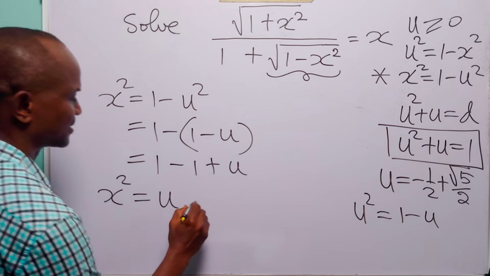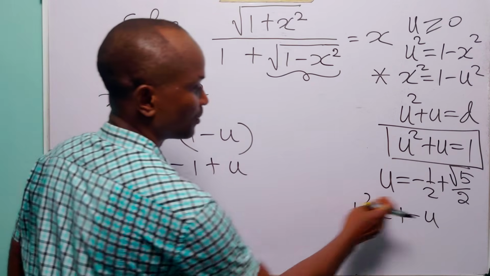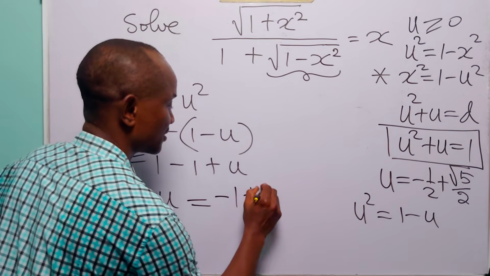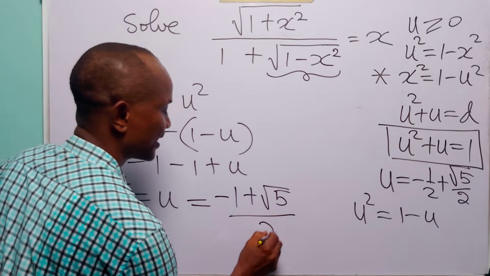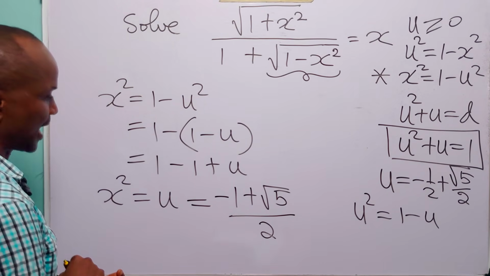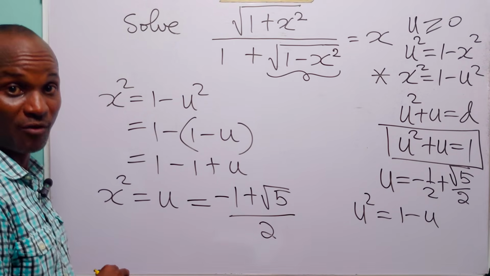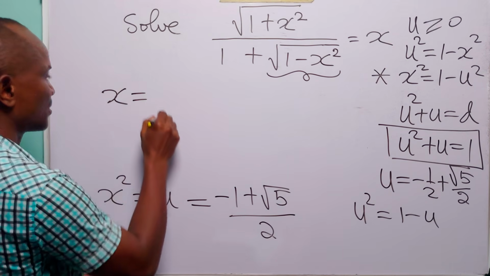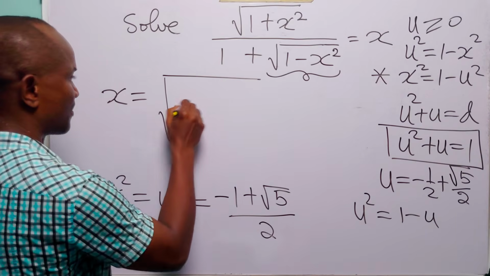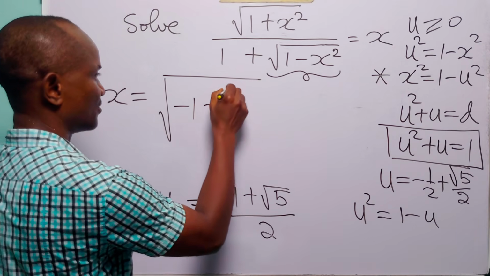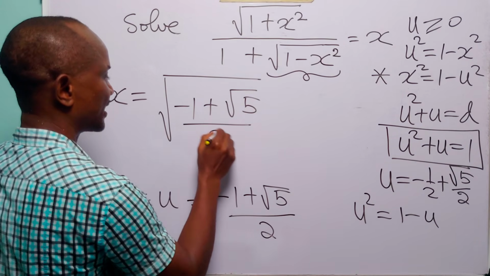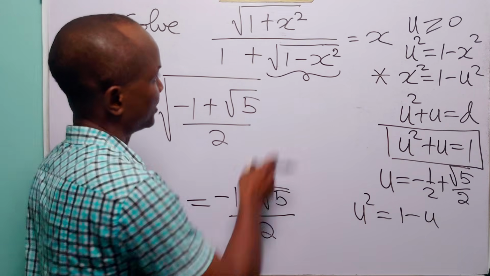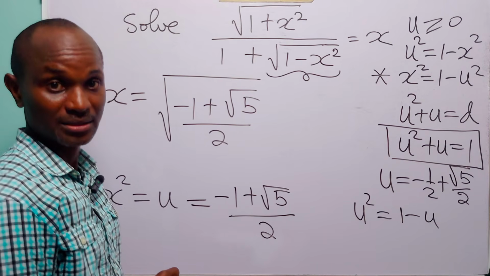So that simply means that x squared is equal to minus 1 plus root 5 divided by 2. And of course, from here we can find the value of x. From here we have that x is equal to the square root of minus 1 plus root 5 divided by 2. So this is the value of x that satisfies this radical equation.